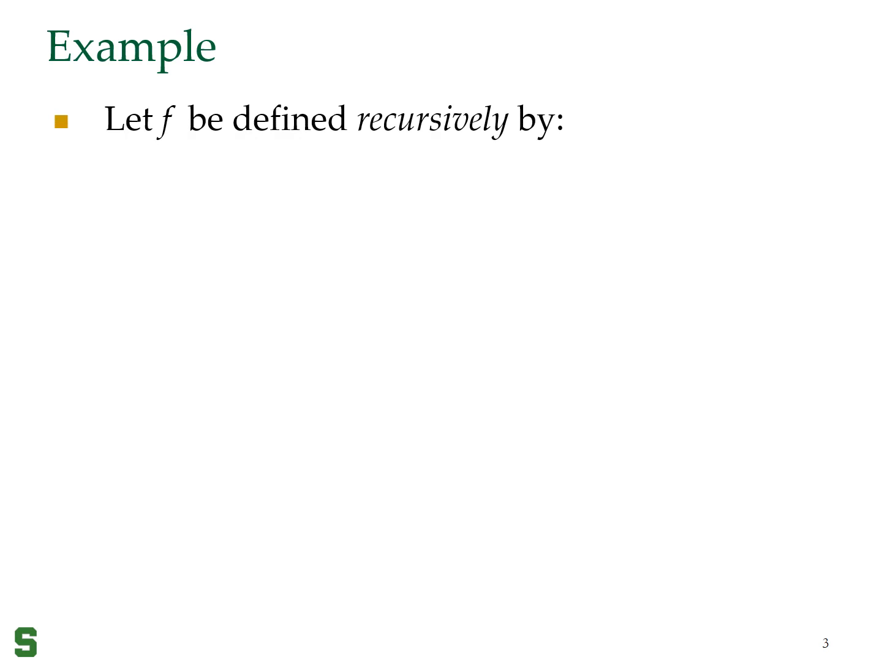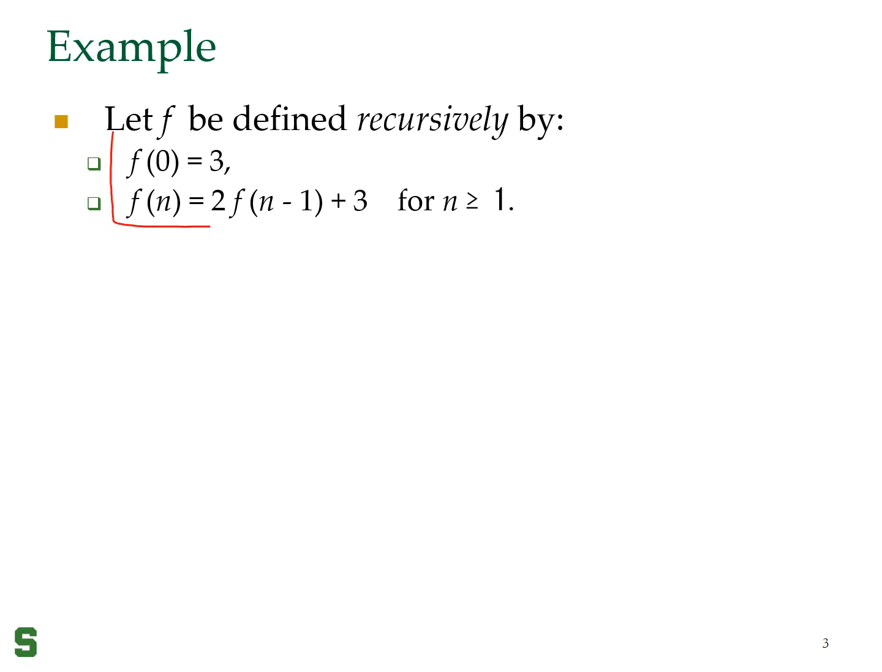So let f be a function that is defined recursively as follows. Let's say f(0) is 3, f(n) is 2 times f(n-1) plus 3 for n greater than or equal to 1. Note that these two rules together define the value of the function for all non-negative integers. So if the integer is 0, we use the first rule. If the integer is 1 or higher, we use the second rule.